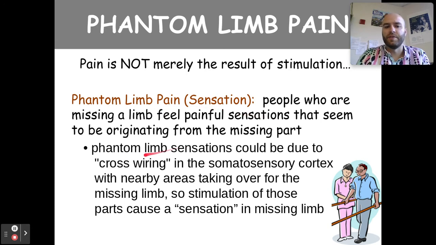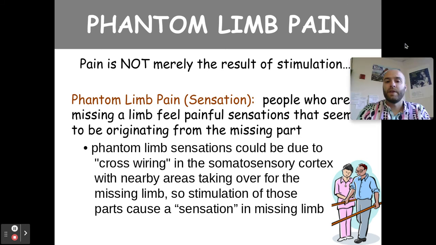And they think this could be due to some cross wiring in your somatosensory cortex, in which once that limb is gone, nearby areas of the brain, or that same area of the brain that was in control of it, doesn't realize that limb is gone, or they've taken over for the missing limb. So there's still stimulation happening in your brain that's causing a sensation in the missing limb, and it's causing pain. So we know that it doesn't have to just do with the physical sensation or the physical stimulation of something happening to you. Pain is also a very brain-centered psychological thing as well.